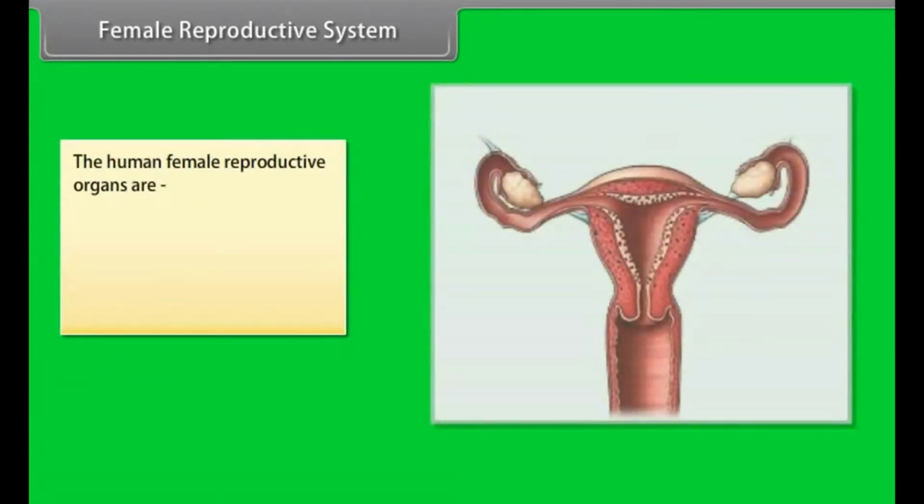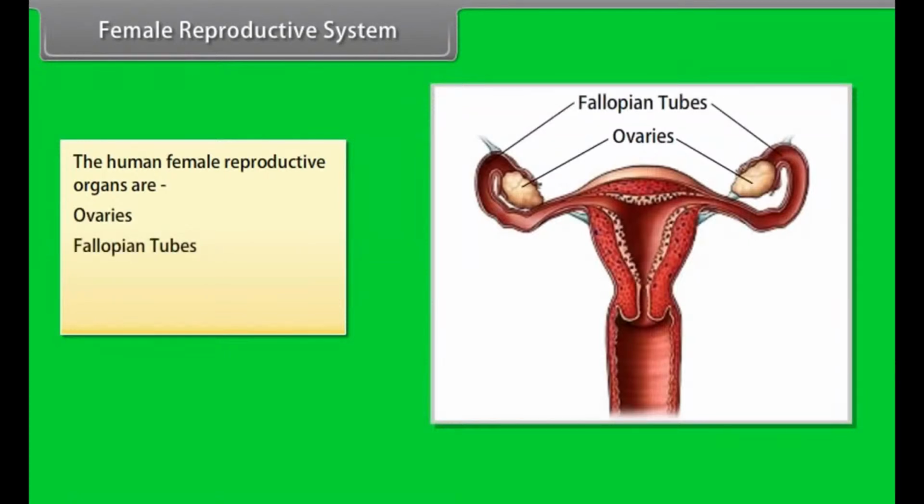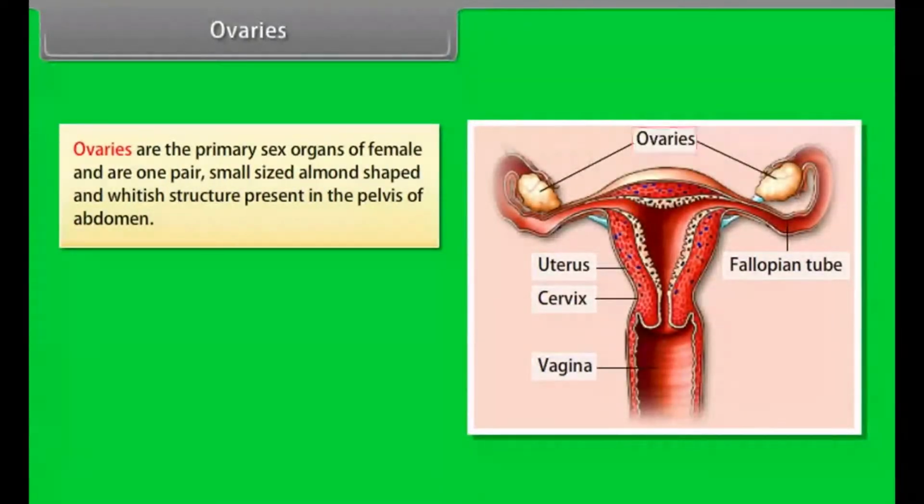The human female reproductive organs are ovaries, fallopian tubes, uterus, vagina. Ovaries. Ovaries are the primary sex organs of female and are one pair, small-sized, almond-shaped and whitish structure present in the pelvis of abdomen.